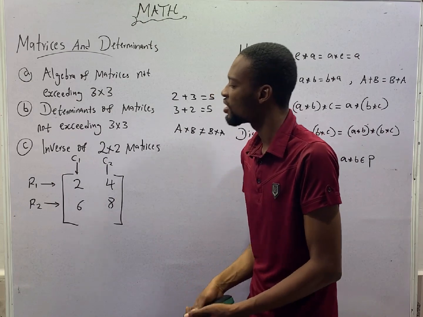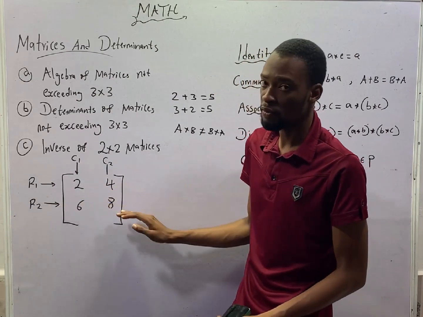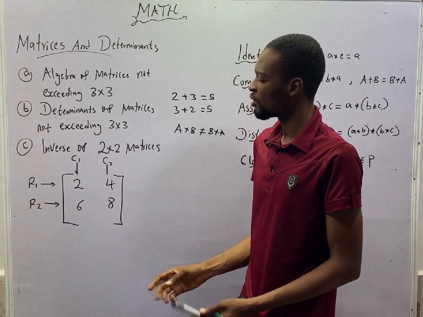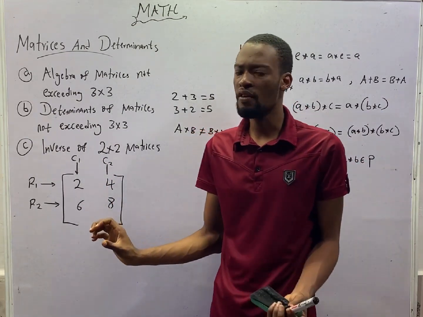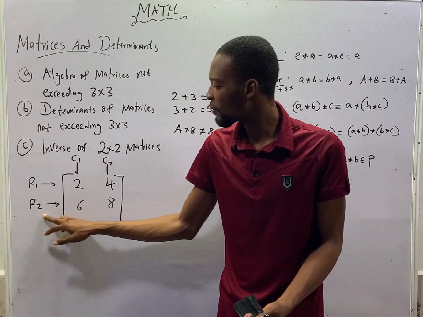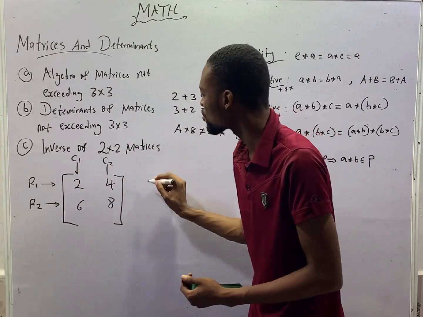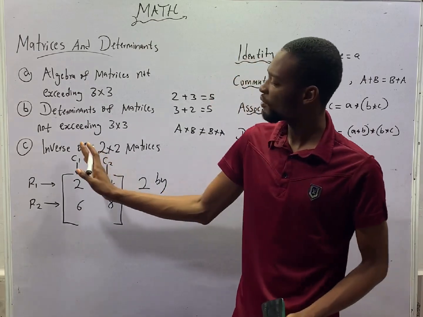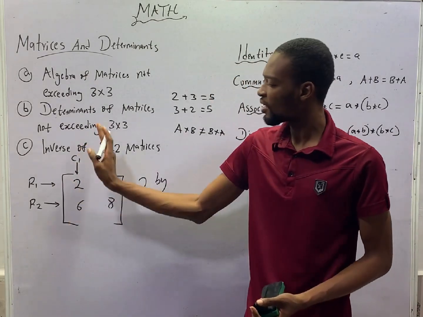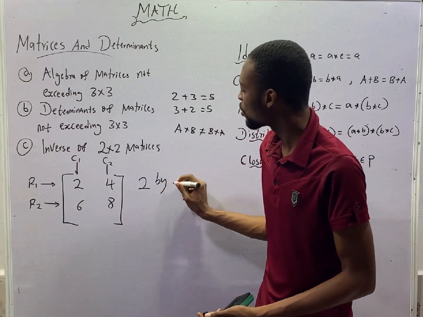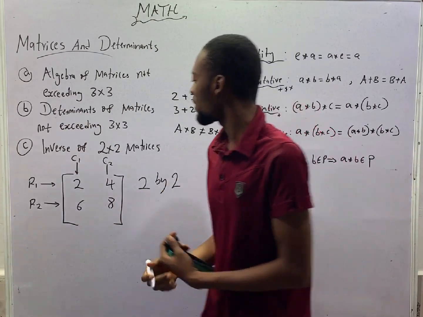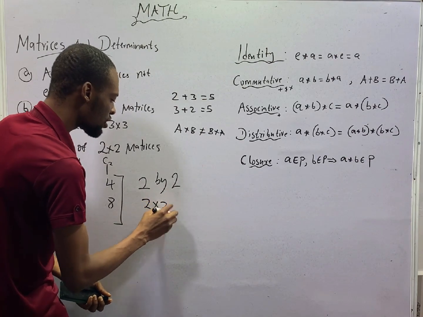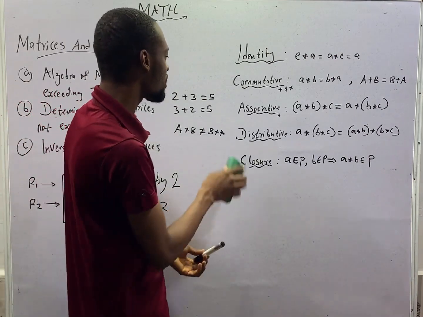To name the matrix, you first of all name the number of rows, you put by, then you name the number of columns. Look at here. Counting the number of rows, we have 1 row and we have another row. So this is 2 rows. Then you add by. Then columns, we have 1 column, another column. This is 2 columns. This is a 2 by 2 matrix. Or you say 2 times 2, like this. The times represents by.